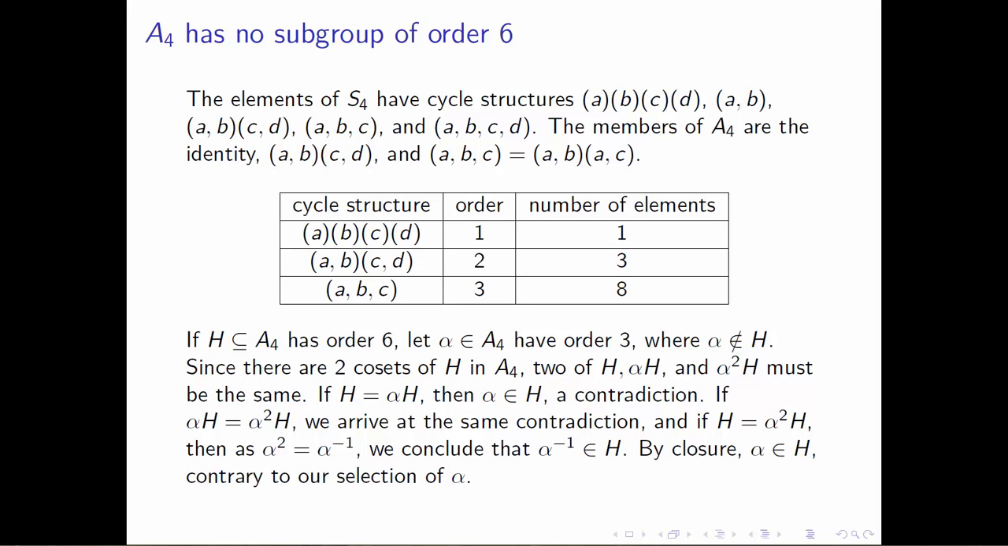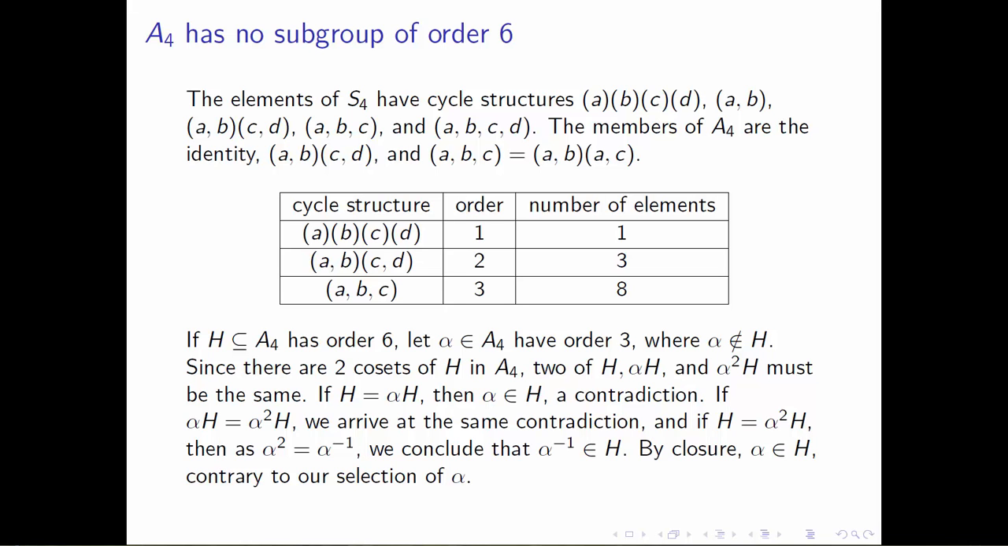So first off, if H is equal to alpha H, we get an immediate contradiction. Alpha is certainly a member of alpha H, and since alpha H is equal to H, we would conclude that alpha belongs to H. And this is a contradiction to the way that we've chosen alpha. We've explicitly chosen alpha so that it does not belong to the subgroup H. Now we get exactly the same contradiction if we assume that alpha H is equal to alpha squared H. We get the same equality, H is equal to alpha H, by just multiplying both sides of this equation on the left by alpha inverse.